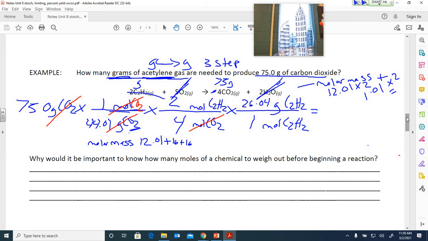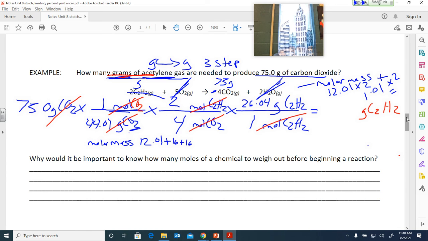Okay. So at this point, moles of CO2 cancels. Grams of C2H2 is what I'm left with, and that's what they asked me for. Acetylene gas is C2H2. So all I have to do is put this in the calculator. Now, we multiply. This is a lot. It's a long problem, but it's still just multiplication and then division.